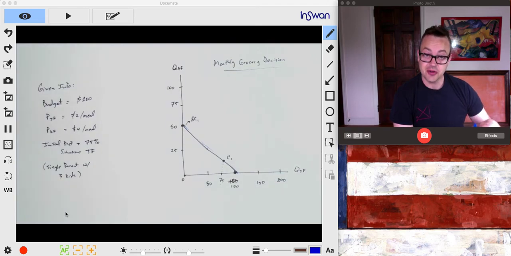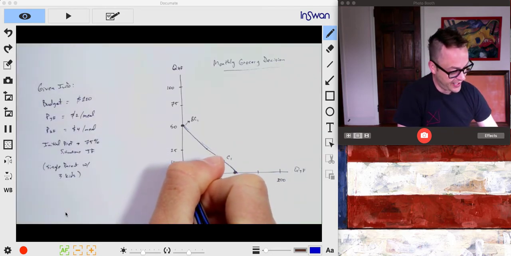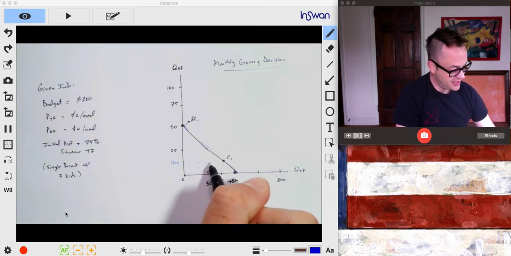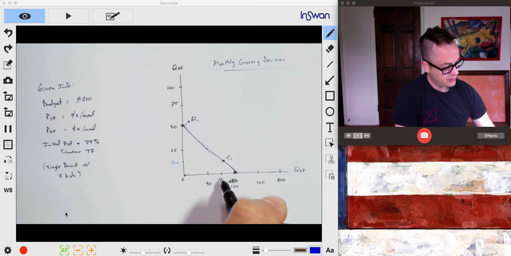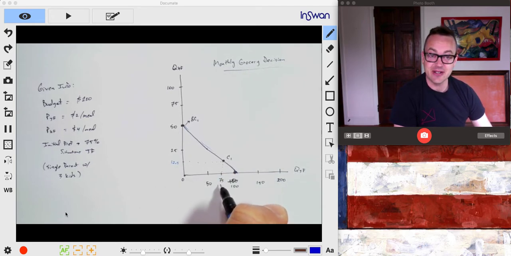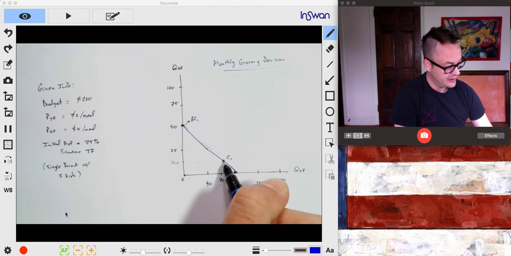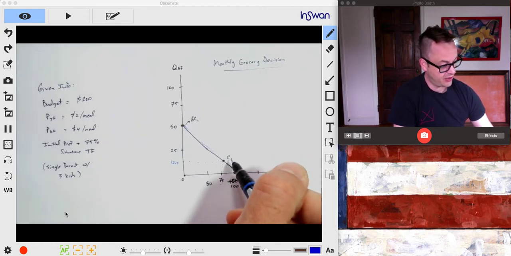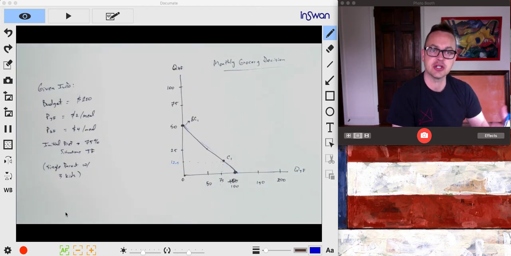I have $50 left over, right? I'm spending $150 on junk food. I have $50 left over for healthy food. That means I can buy 12.5 healthy food meals. So it's that combination, right, that's giving me about 87 total meals for the month. That's my initial condition. That's my initial equilibrium, say. I'm here at point C1, the consumption choice number 1. Okay, and that's where we're going to start off.